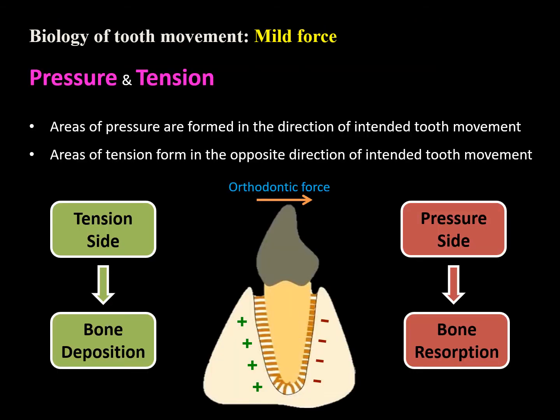So what happens when a mild orthodontic force is applied to a tooth? According to the image here, you can see one side is experiencing tension, the other side is experiencing pressure. The area which experiences tension is opposite to the direction of the intended tooth movement, and there will be bone deposition. However, the area which experiences pressure is in the direction of intended tooth movement, and you will see bone resorption there.